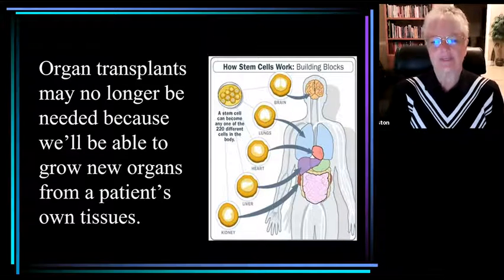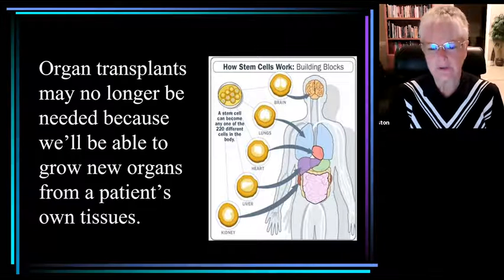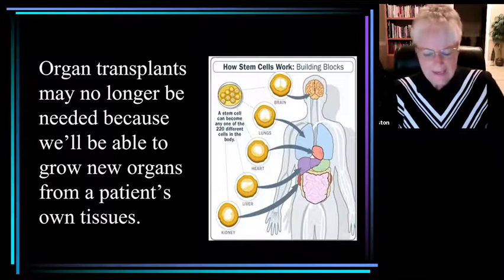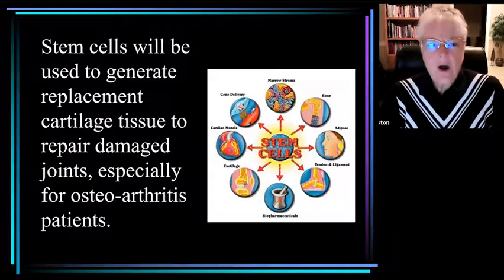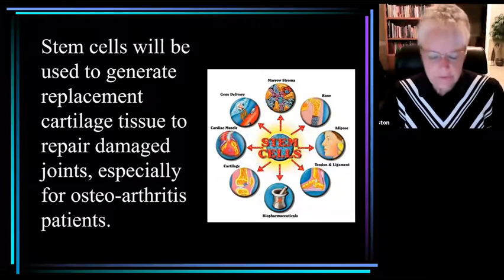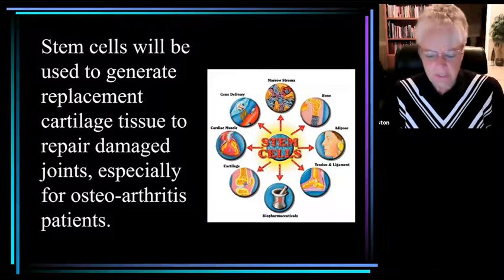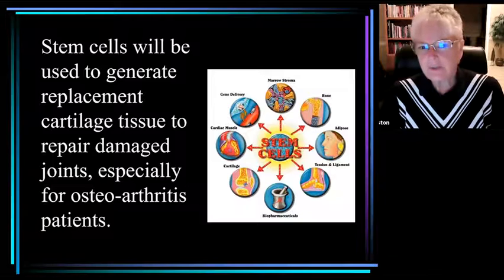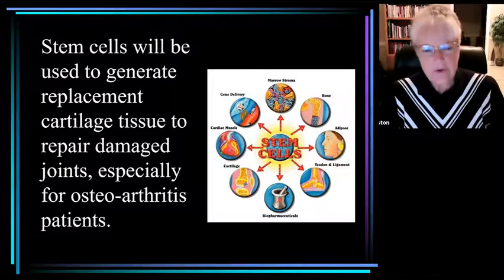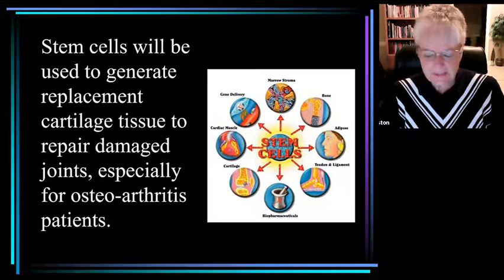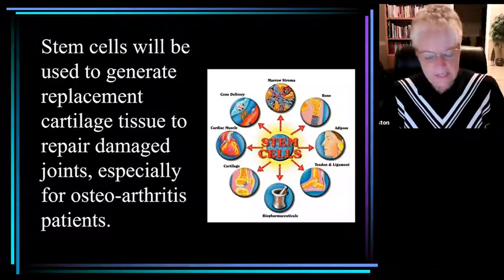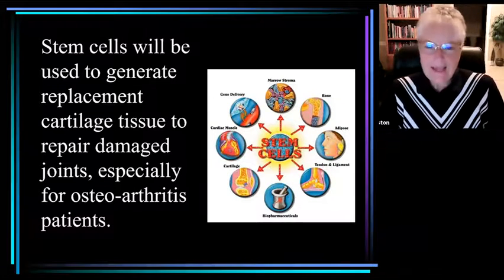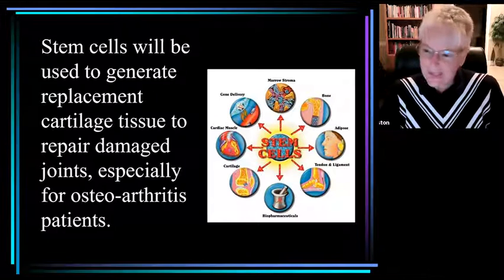And if you just think about this a minute, if we can grow organs from our own tissues and our own stem cells, the chances of rejection go down dramatically. So that's going to completely change transplant nursing. We're also already seeing stem cells being used to generate replacement cartilage tissue to repair damaged joints, especially for patients who have osteoarthritis. So that will greatly reduce the need for total knee and hip replacements. We also know that Harvard is currently testing low-powered lasers that can activate stem cell growing in damaged areas of the body.